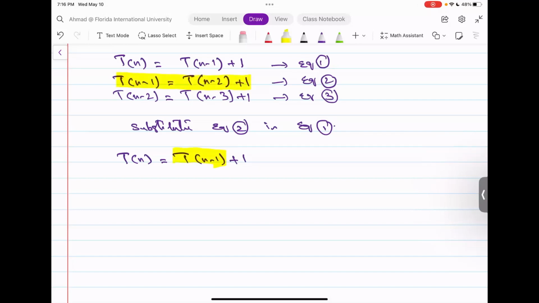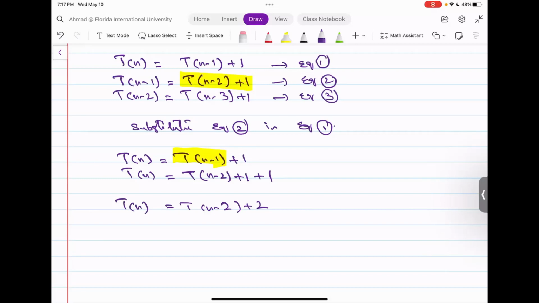So the value of t of n minus 1 is already known to me, which is this one, right? So in place of this t of n minus 1, I'm going to substitute this whole equation. So what I'm going to get here is t of n is going to be t, in place of this t of n minus 1, I'm going to substitute the value, which is t of n minus 2 plus 1. And this plus 1 will also be there, plus 1, right? So let me just clean it up. So it is going to give me t of n minus 2 plus 2. So that's the equation that I got right now, which is for t of n.